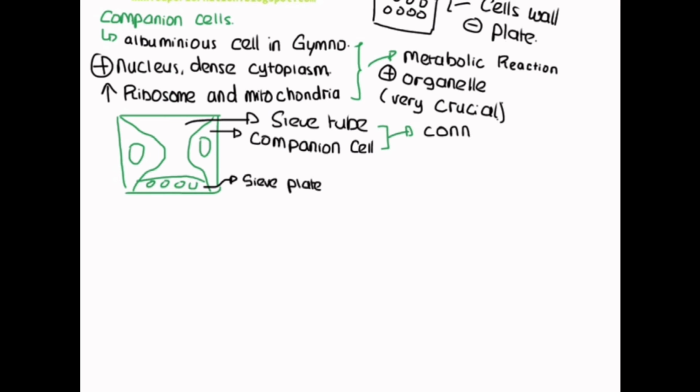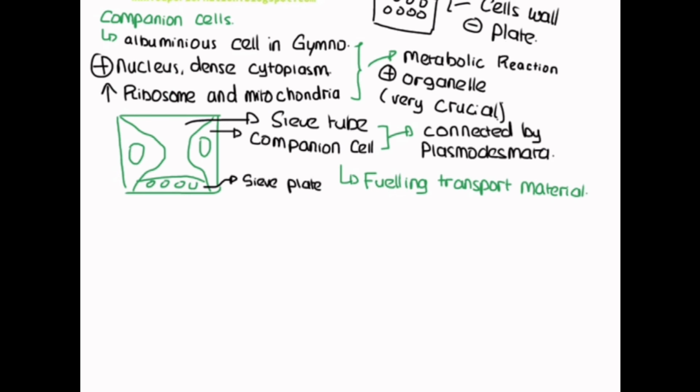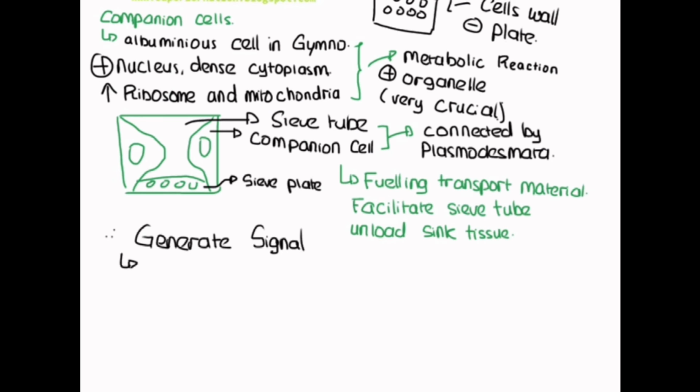The sieve tube and companion cells are connected via plasmodesmata. The companion cells are thus responsible for fueling the transport of materials around the plant and to the sink tissues. The companion cells generate and transmit signals such as event signals and photon hormones.